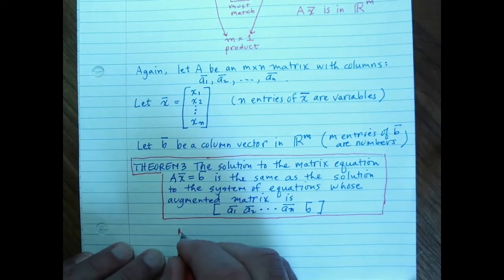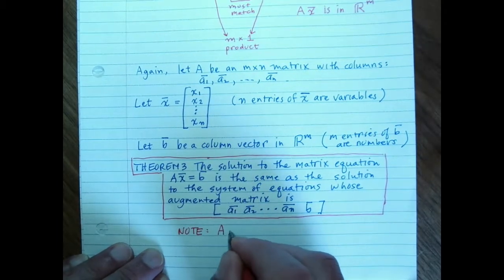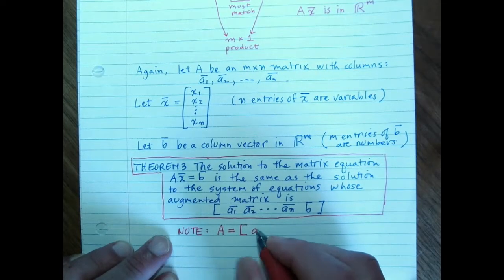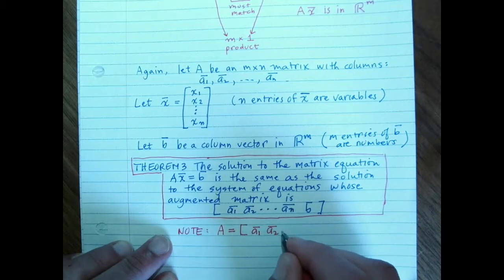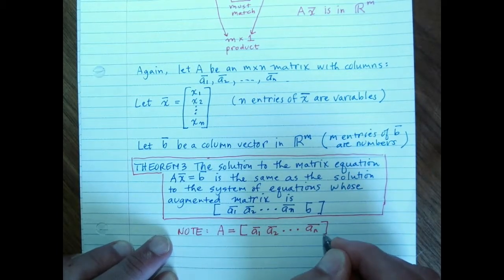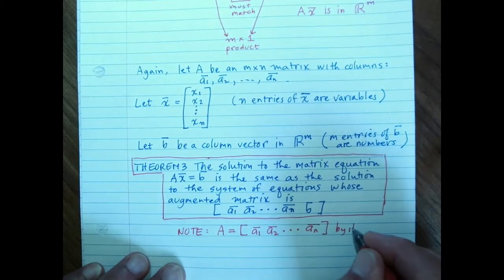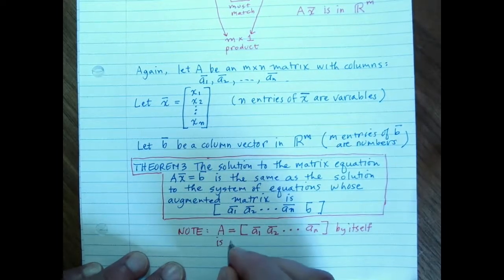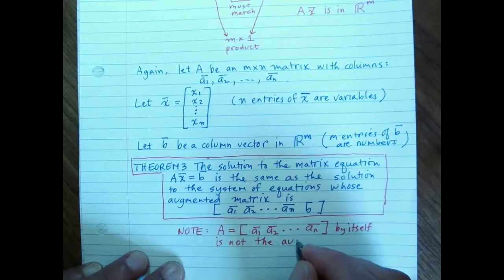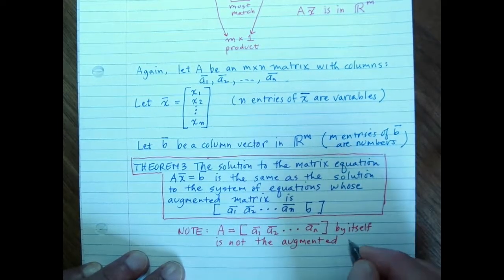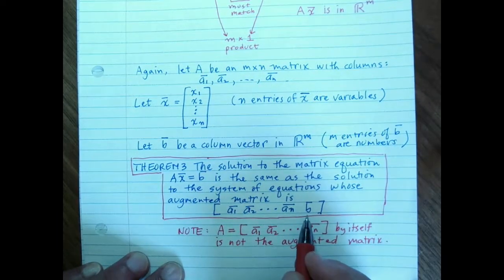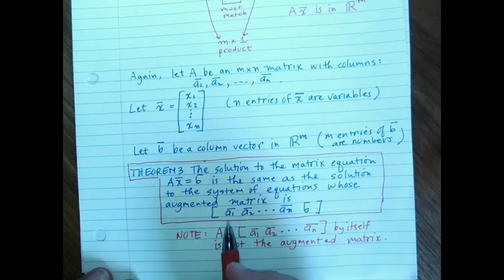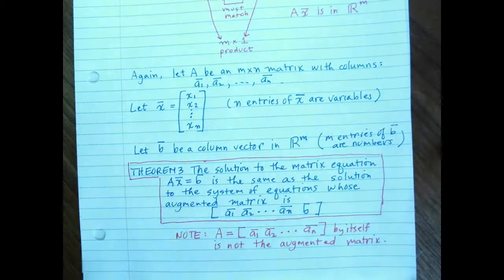Now before we work on that a little bit, I just want to make a note here. A all by itself, which can be written using column vectors as A1, A2 to AN, A by itself is not the augmented matrix. We need to include that column vector B on the end in order to get the augmented matrix for our system of equations.